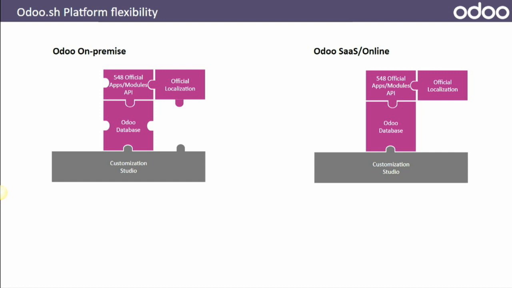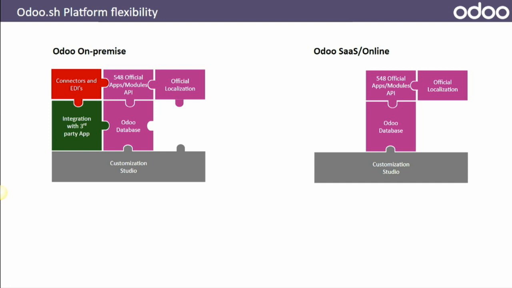And then you have customization capabilities with using Studio. But obviously on-premise goes the extra step. An on-premise installation offers you the capability to add connectors and EDIs, integration with third-party applications, self-built modules, and non-official localizations. So in other words, if you live in a country outside the United States and you choose to create your own localization, on-premise is a solution for you.